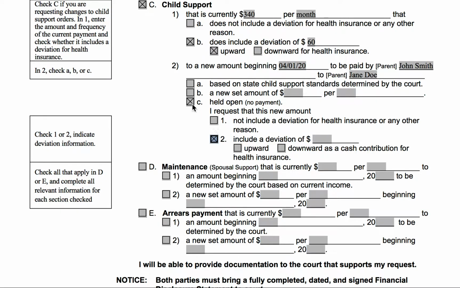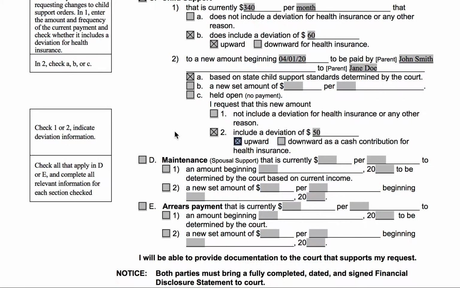In our situation, this wouldn't happen if it's held open, but let's say John just wants to recalculate. Then you'd put a deviation of how much. So if John is saying, well, I pay $100 for health insurance, so I want a $50 discount on my child support, we would do it like that, $50 less. Or maybe if we had Jane filling this out, or if John just knows Jane pays for the health insurance and he wants to be a good guy and pay his $50 toward the health insurance, then it could be upward. So that's the child support section in a nutshell.